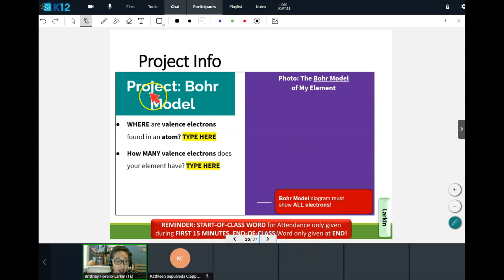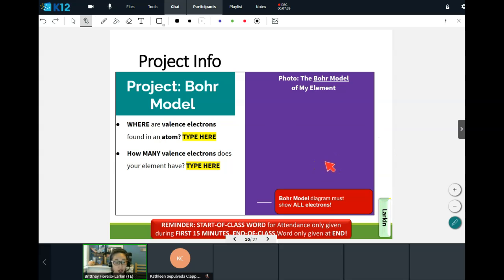You also have a slide that asks for a picture of the Bohr model. For this one, all you need to do is Google your element with the words Bohr model. For example, if you were to choose carbon, which you're not allowed to choose because that's not one of them, you could just Google carbon Bohr model, and a picture of the Bohr model would pop up.